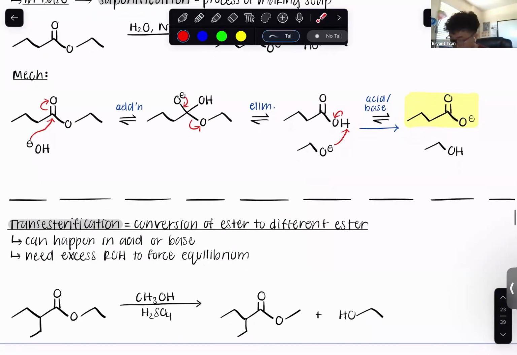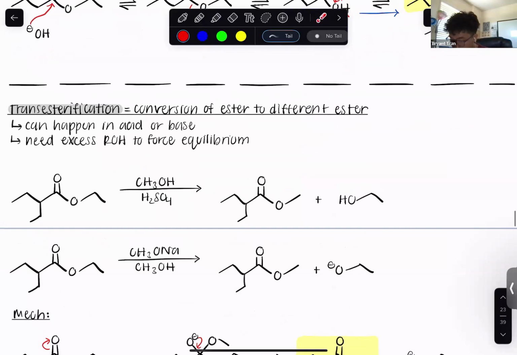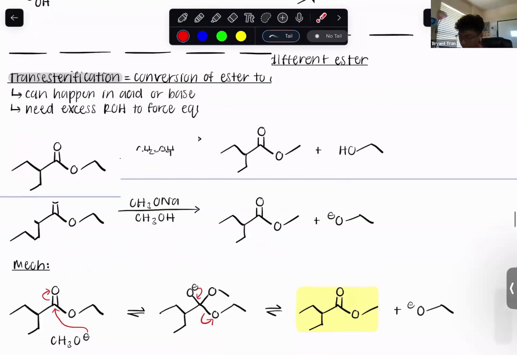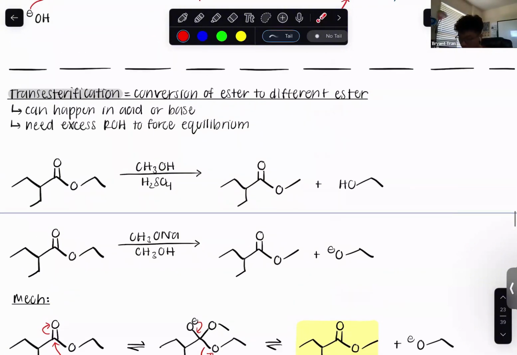Okay. Now in transesterification, that's converting one type of ester to a different type of ester, and this can happen in either acidic conditions or basic conditions. Right, so we're gonna need excess alcohol to force equilibrium.